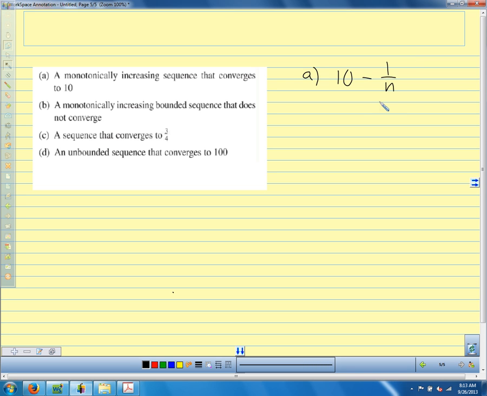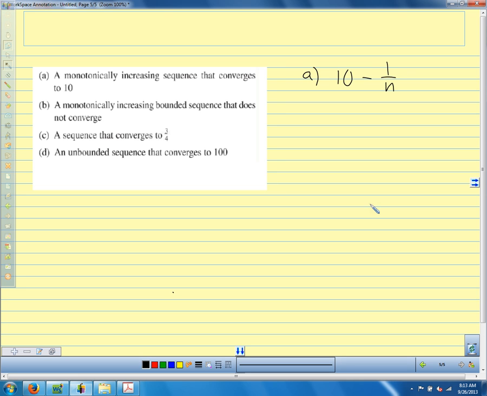We define our sequence as a function of the positive integers. So the smallest term is 9. The largest term, the limit, is 10. So it never gets larger than 10. And it's constantly increasing. Okay.